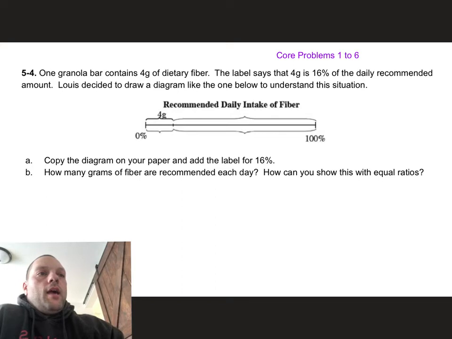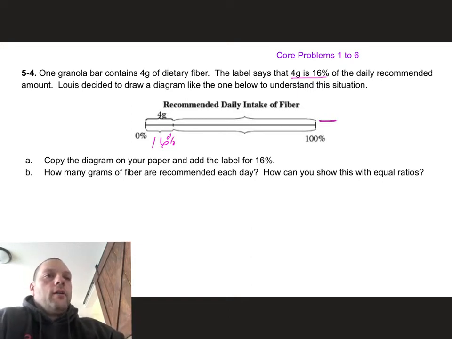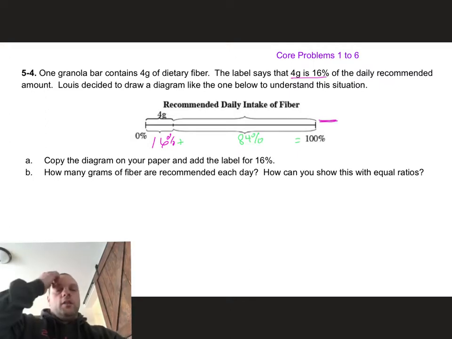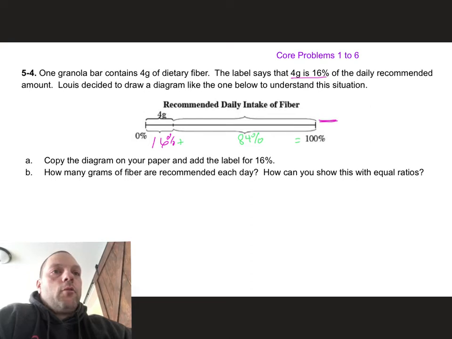And I have a list of unknowns. So we're going to be looking for our total amount. The 4 grams, it says up here, is equal to 16%. So now we're going to add that to our diagram. And then when I'm looking at my diagram, 16% plus what is going to take me to 100%? Well, that would give me 84%. Okay? So I know that the rest of the chunk of my line is going to represent 84%.